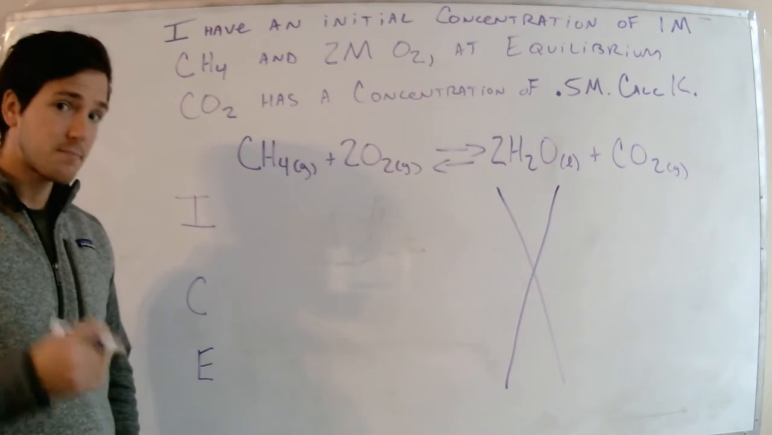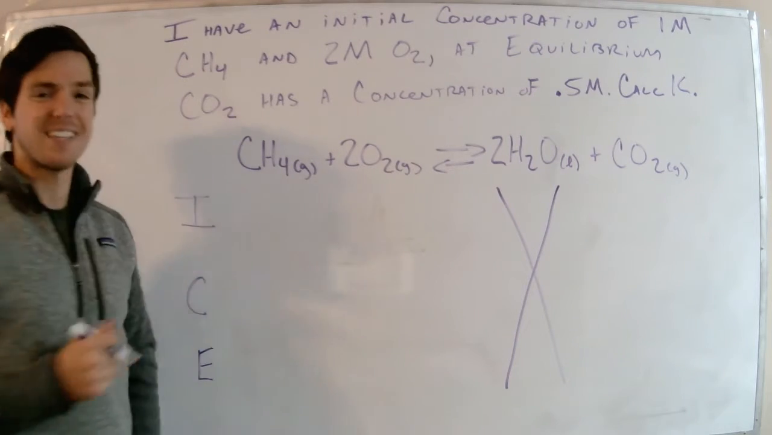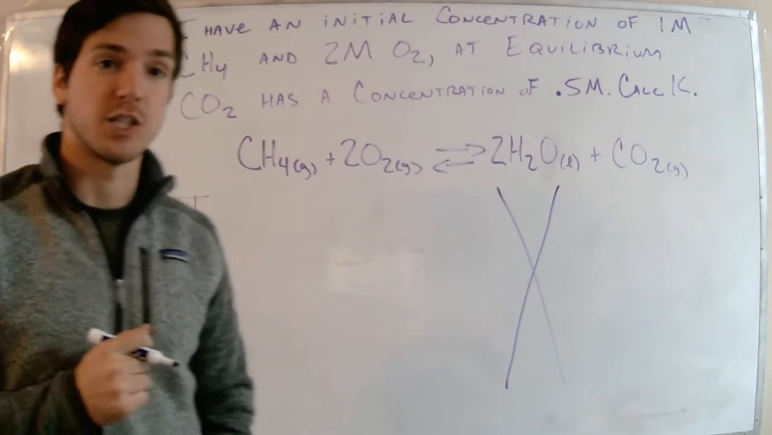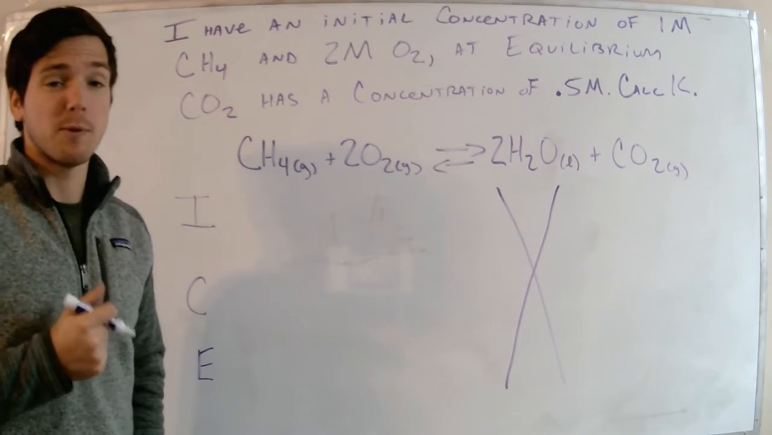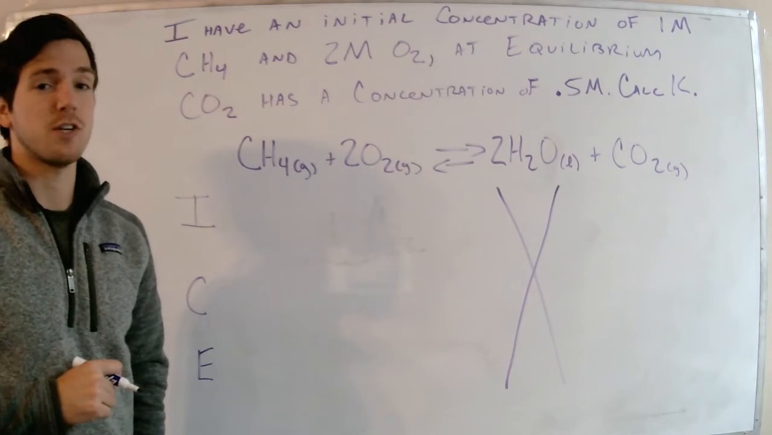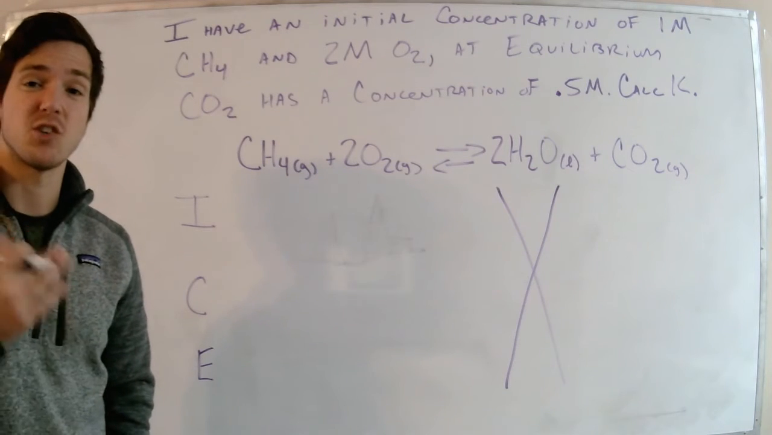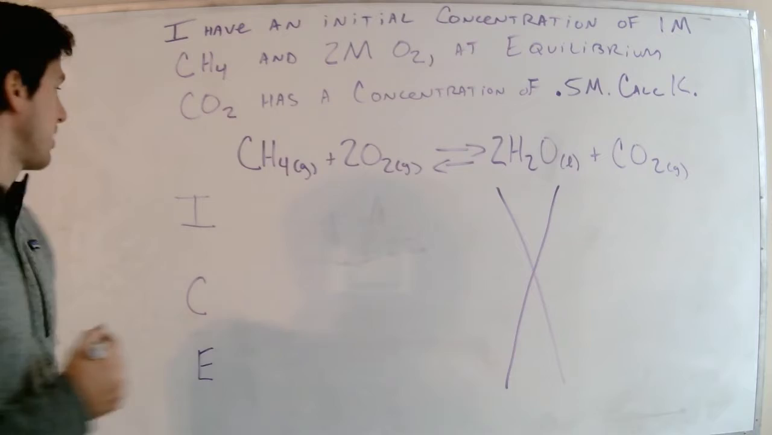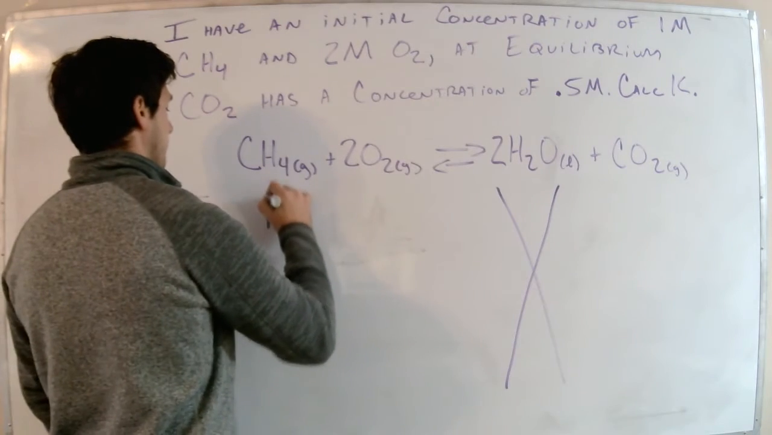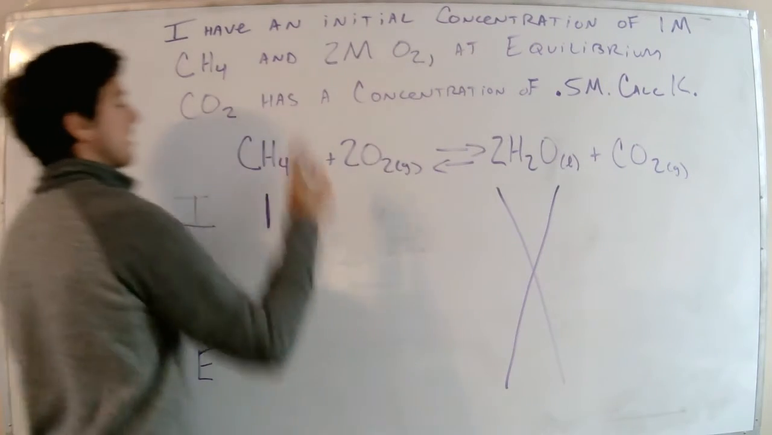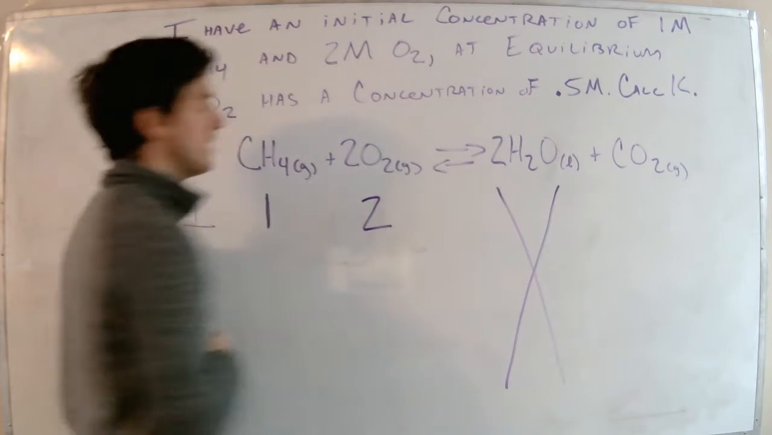Okay? I, initial. That stands for our initial concentration. So we're going to go ahead and we're going to look at our problem and we're going to see if they gave us initial concentrations of anything. Hey, they did. It says, I have an initial concentration of 1 molar CH4. So I'm going to put a 1 here. They also gave us an initial concentration of 2 molar O2.